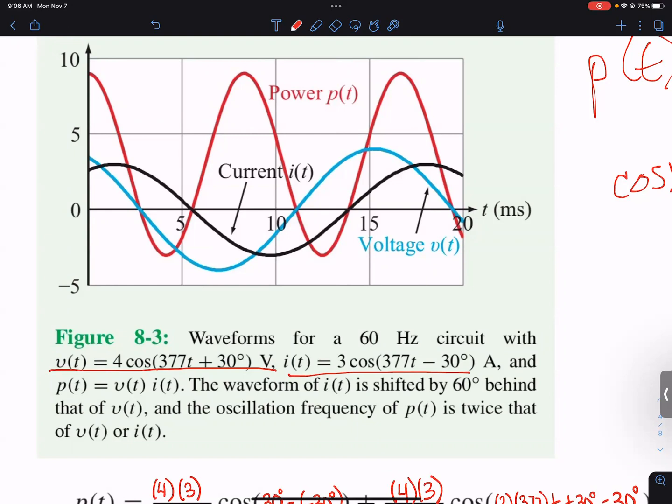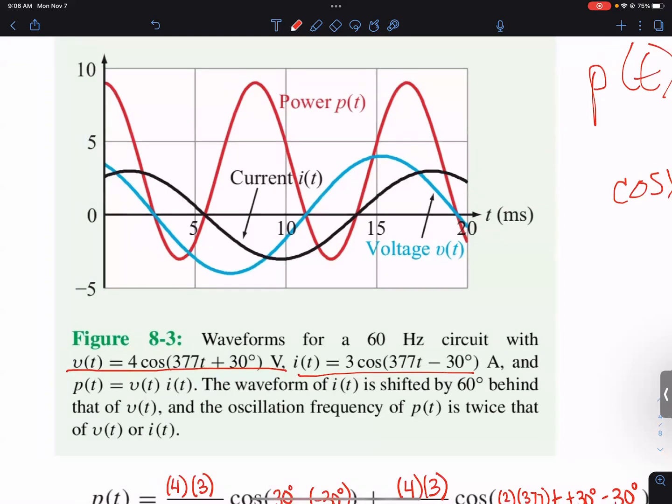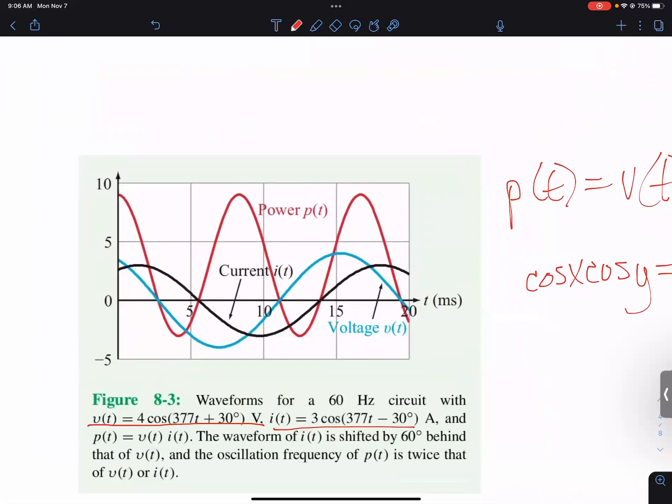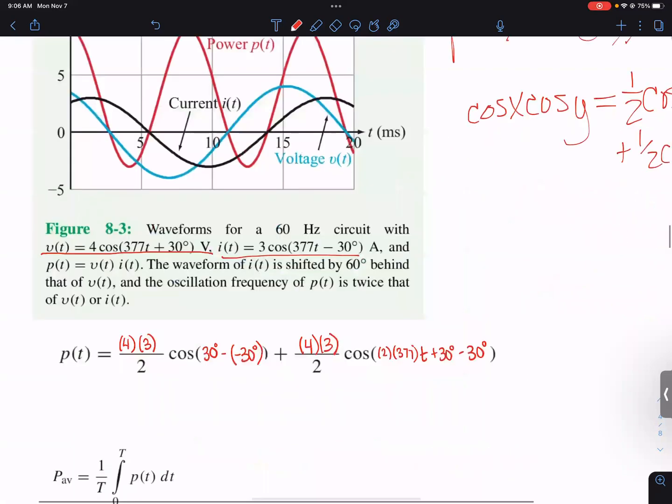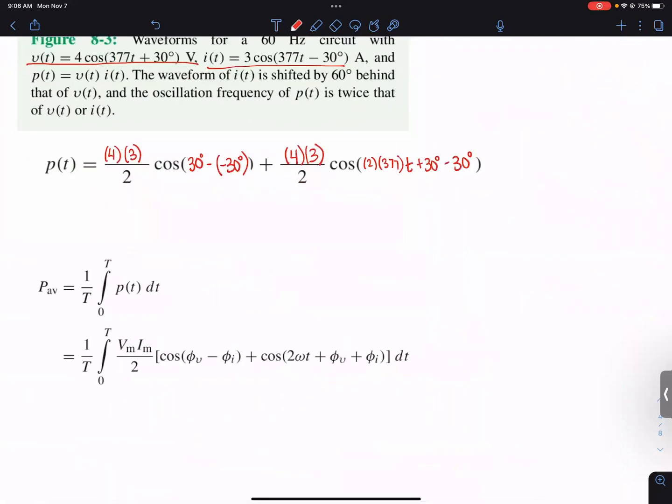And then that frequency of power is much faster. It's twice the frequency. So this is what you're always going to see: the power has almost twice the frequency of your current and your voltage.